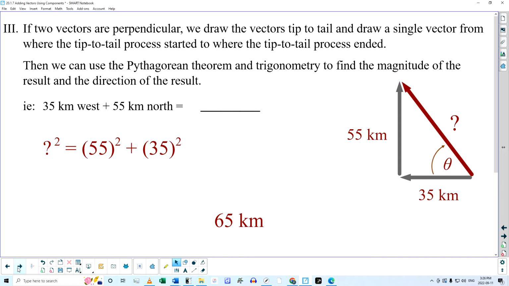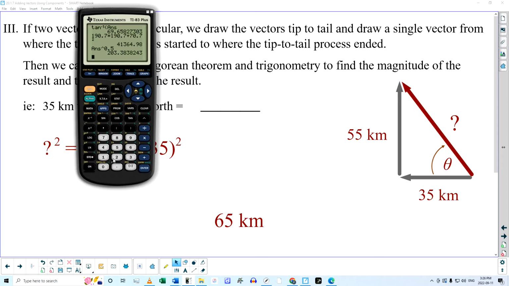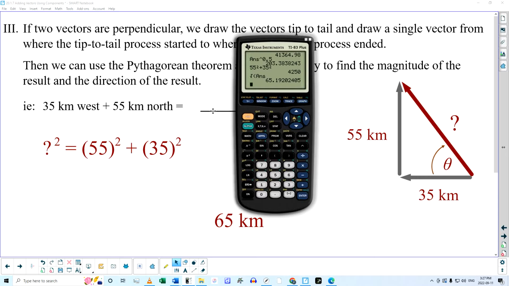I get 65 kilometers. Just to show that to you on a calculator, in case a couple of you didn't get it, we're taking 55 squared plus 35 squared. Then we're taking the square root of that. And I'm choosing to round my answer to the nearest kilometer, basically because the numbers in the question had 2 digits. I'm going to record my answer as 2 digits. Although, to be fair, I don't really care about the rounding today. We're in learning mode here, and I don't want to get bogged down in significant figures.